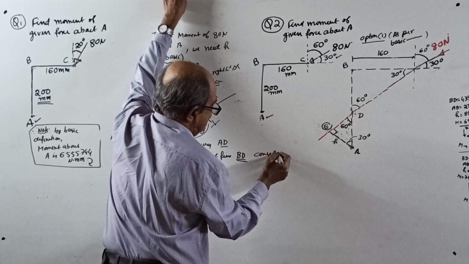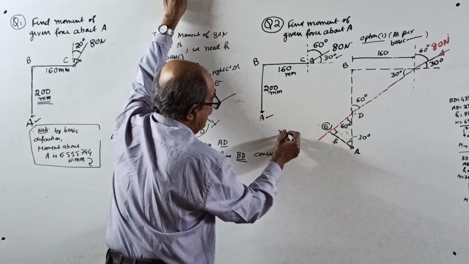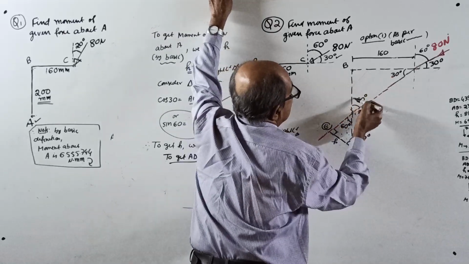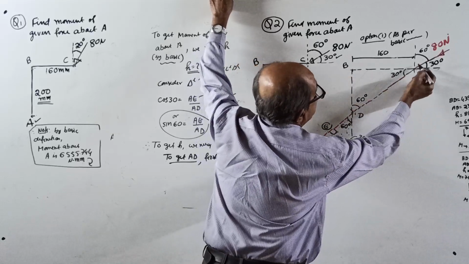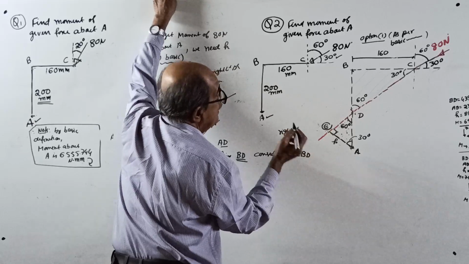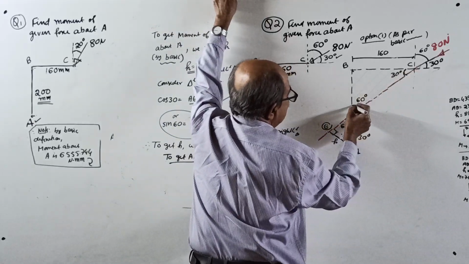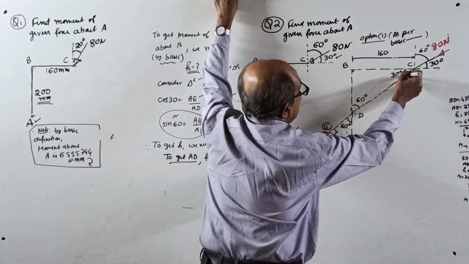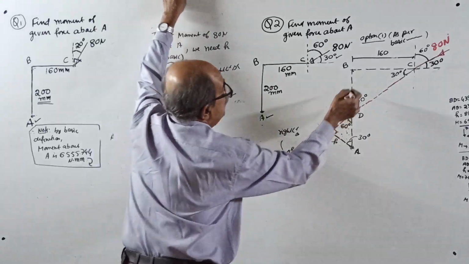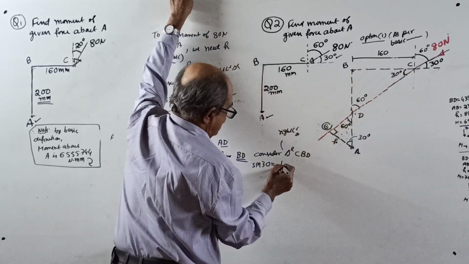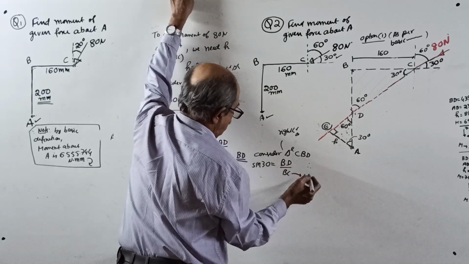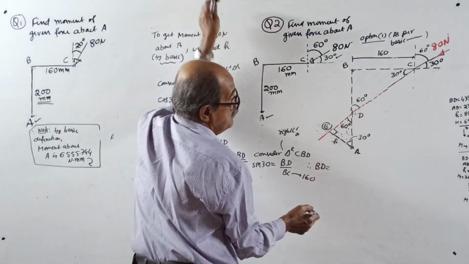Consider a triangle, of course a right angle triangle only, the one with points C, B, D: right angle triangle CBD. Using this angle, sin 30 equals BD divided by BC. BC is 160. Therefore, you get the value of BD.